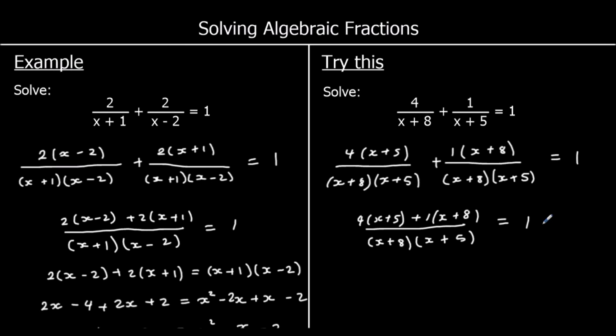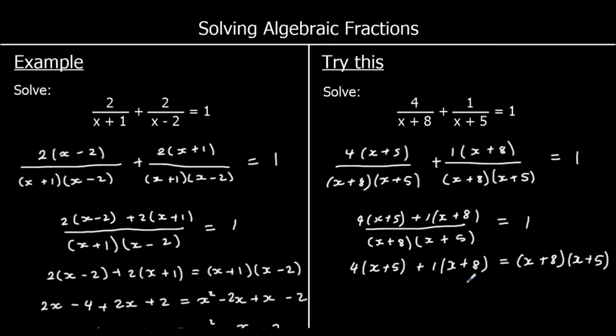So now I'm going to get rid of the fraction by multiplying both sides by the denominator, multiplying both sides by x plus 8 times x plus 5. So 4 times x plus 5 plus 1 times x plus 8 is equal to 1 times x plus 8 times x plus 5.